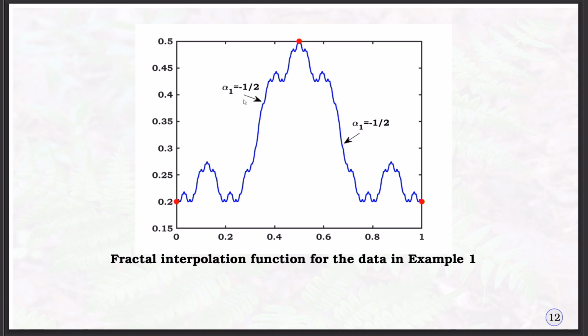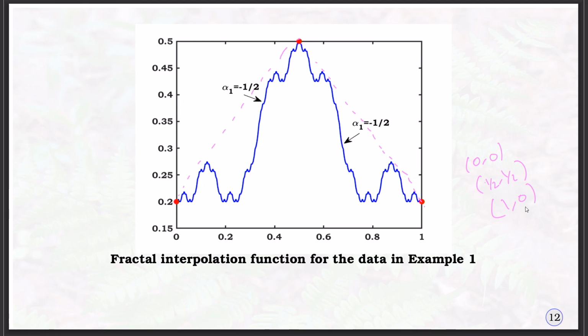You can see in the previous example we took the alpha value as plus 1 by 2, in the second interval also plus 1 by 2, and we got the figure like the previous one. Now if we take minus 1 by 2, we get the figure like this one. This is the classical interpolation, when approximating the data we get this line, whereas with the fractal interpolation function you get this one. One can observe that the data points are the same: 0 comma 0, 1 by 2 comma 1 by 2, and 1 comma 0.